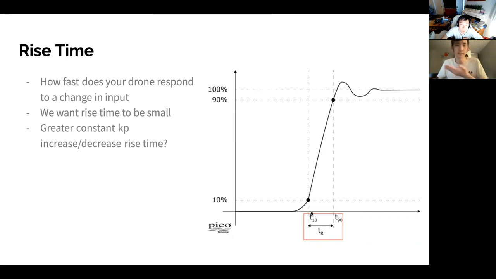So we want to obviously keep the rise time small so that it doesn't stay out of center for too long. And the greater the constant KP is, the question here, this I think will be easier to understand, is will it increase or decrease your rise time? So I'm going to ask for someone to answer this, even in chat or something.